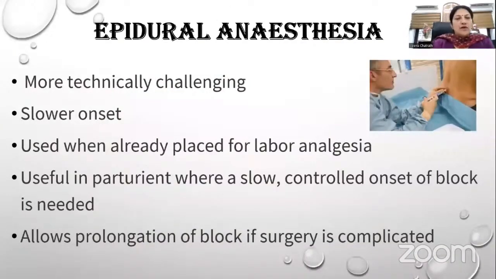Epidural anesthesia is more technically challenging. It has slower onset. It is used when already placed for labor analgesia. It is useful in parturients where a slow and controlled onset of the block is needed, and it allows the prolongation of the block if surgery is complicated.